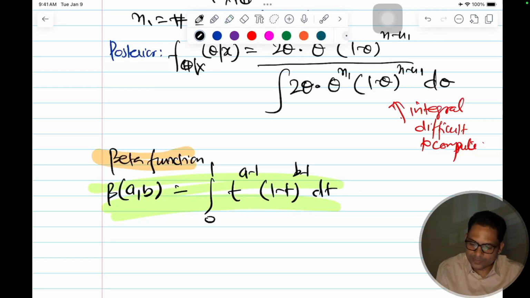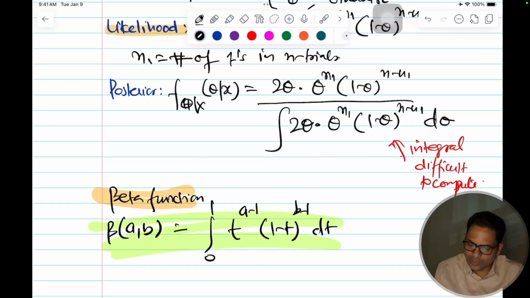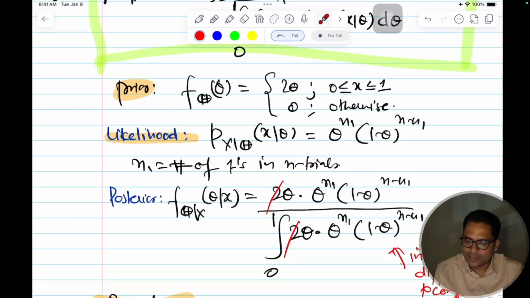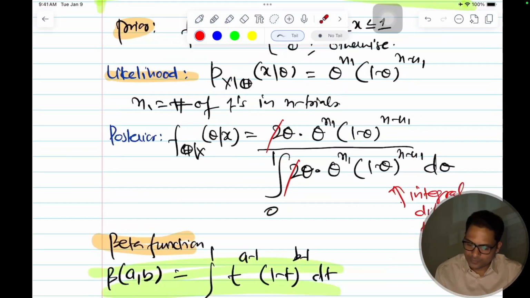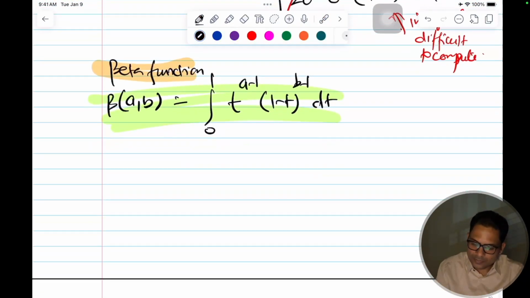Let's substitute this. Let's do some computation already. This 2 and 2 will cancel out, and here the integral is between 0 to 1 because this function is defined between 0 to 1 only. Okay, so now let's do it quickly. Let's just substitute this.